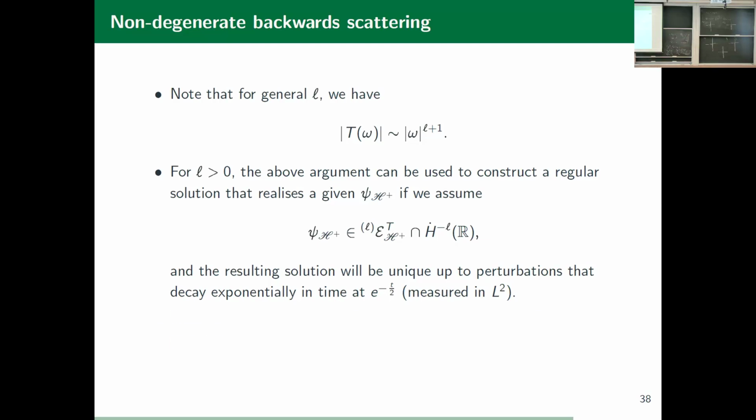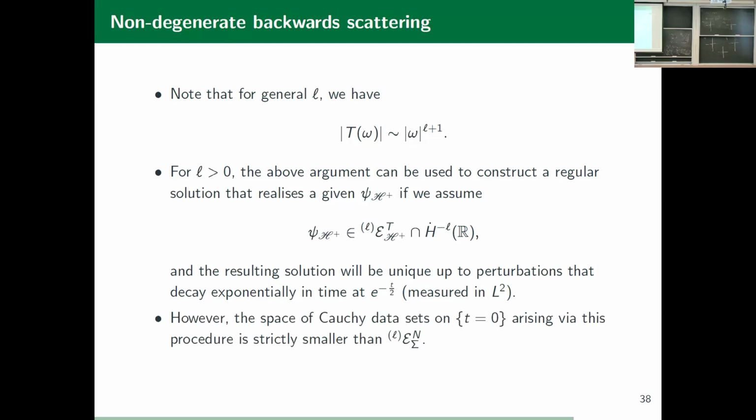But I cannot quite complete that to an isomorphism, and the reason is that I don't know what kind of Cauchy data would give rise to data which is in H dot minus L. So if I'm given CH plus in this space, then I can construct one solution which is regular and attains the data at H plus, but that solution is not unique. However, the lack of uniqueness is only up to perturbations that decay exponentially at a rate e to the minus T over 4m. Okay.